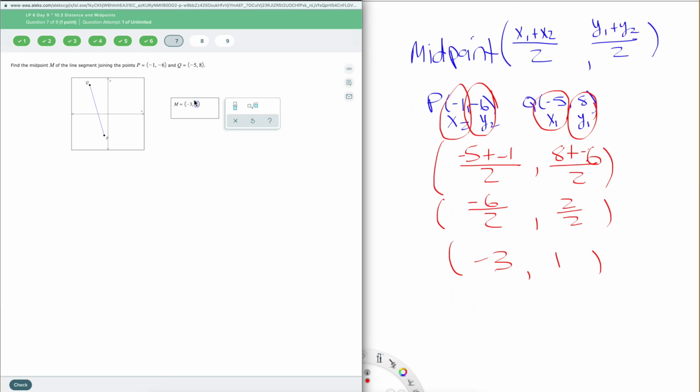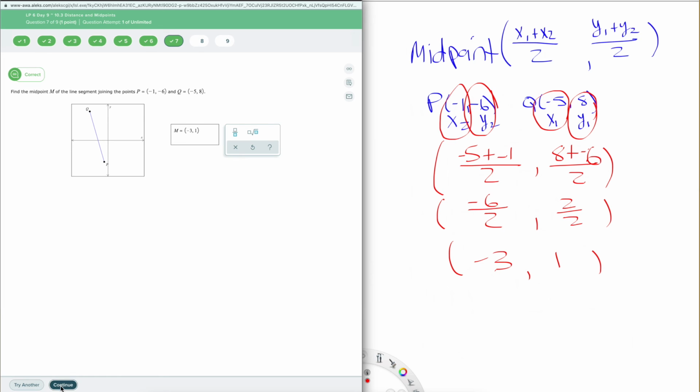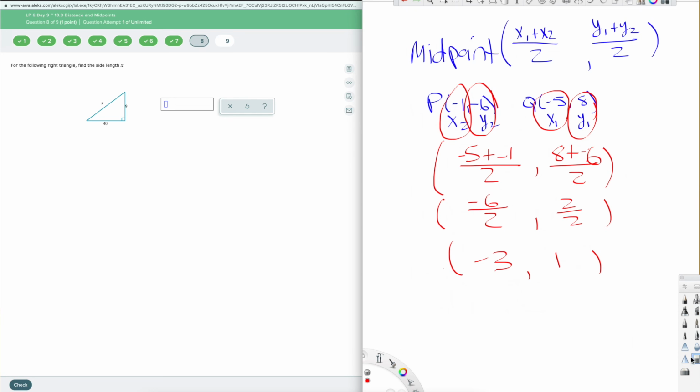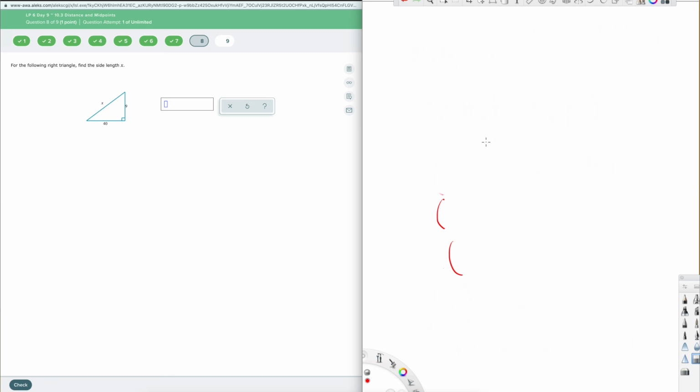Negative 3, 1. And they tend to label the midpoint M, just because it kind of makes it very easy to think about there. All right. Last two here, we are going to go back to Pythagorean Theorem, and I started talking about this with the distance formula. So we're going to reintroduce Pythagorean Theorem here so we actually get to practice it a little bit.